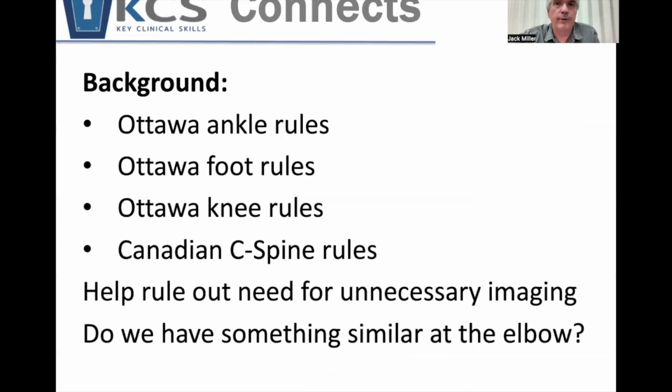Now, further background is we do have these clinical prediction rules that can be of tremendous assistance in making decisions about the need for imaging. Some examples are the Ottawa ankle and foot rules, as well as knee rules, and the Canadian C-spine rules. And these are done to help reduce the unnecessary imaging that's often done for individuals that might have minor trauma to these areas. And so the question we ask, and it's answered in this paper, is: is there a similar type of clinical prediction rule that we can apply for imaging at the elbow?